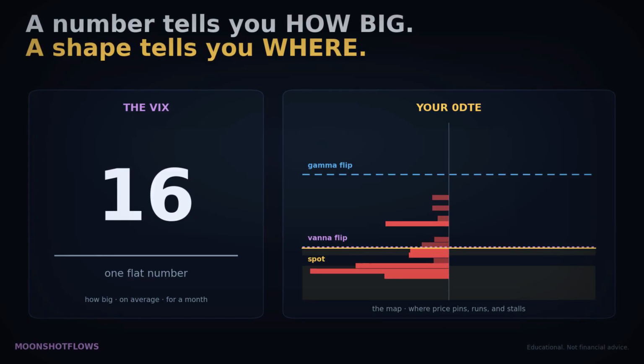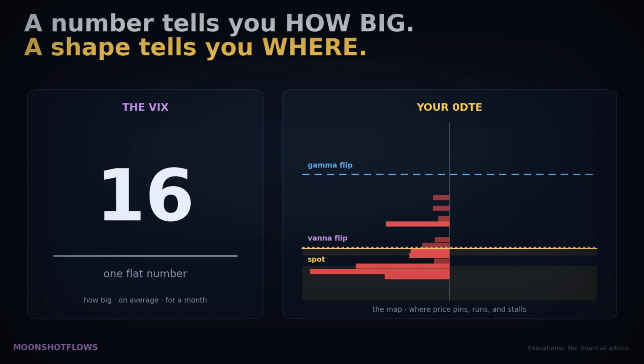Where are the walls? Where does the size sit that price pauses on? Where's the air, the empty space where nothing stops it? A number can't tell you any of that. A number is flat. It has no where. And your whole session lives in the where.